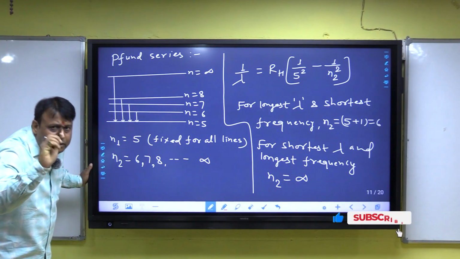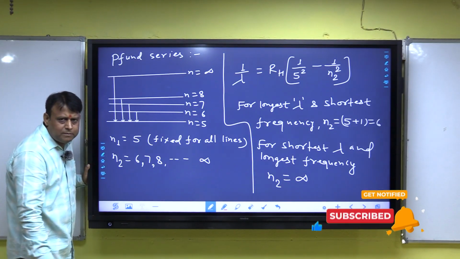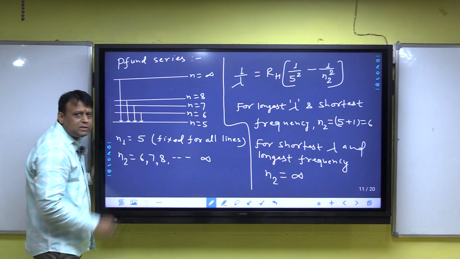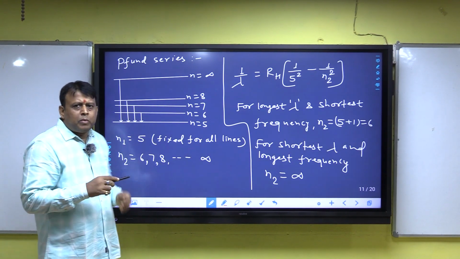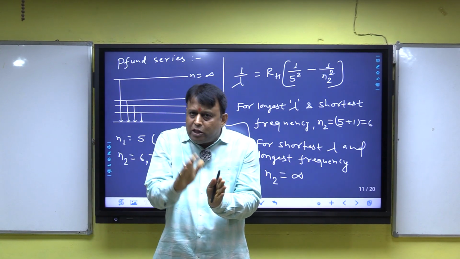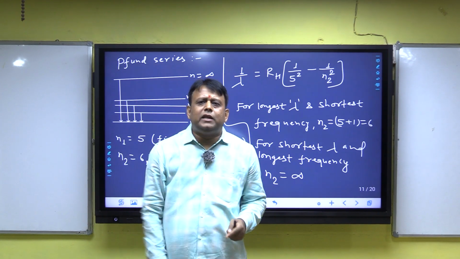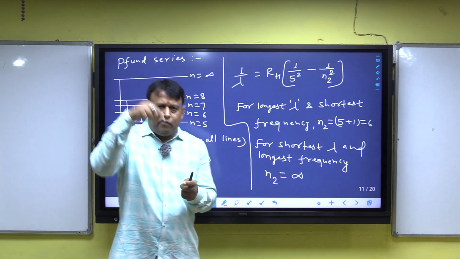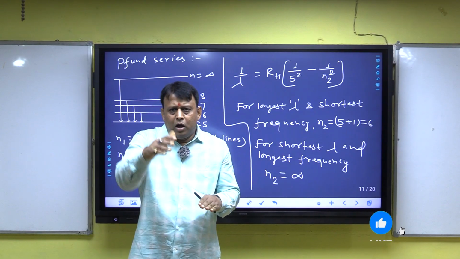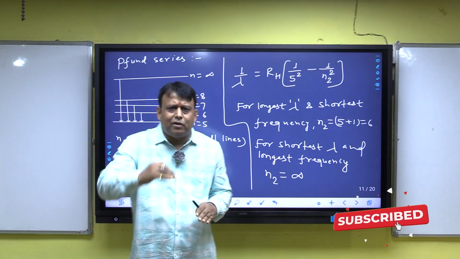But for objective questions, listen carefully. N1 is 5, fixed for the Pfund series. The first line of the Pfund series comes from the 6th orbit. If a question asks for the orbit number of the first line of the Pfund series, the answer will be 6. For the second line of the Pfund series, the answer will be 7, because for the Pfund series n1 is fixed at 5th. The 6 to 5 is the first line, 7 to 5 the second line, 8 to 5 the third line.